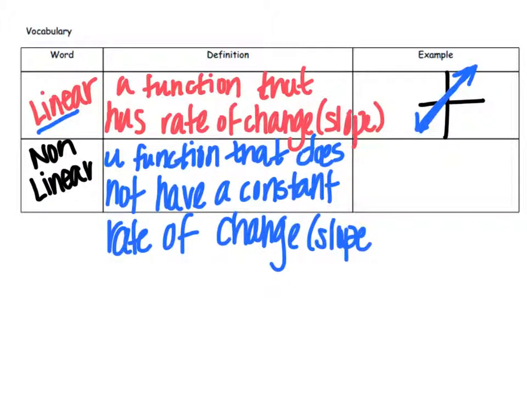Now there's many different pictures I could draw for this. All I have to do to make sure that it is nonlinear is that it is not a line. So something like this little squiggle would be a nonlinear function.